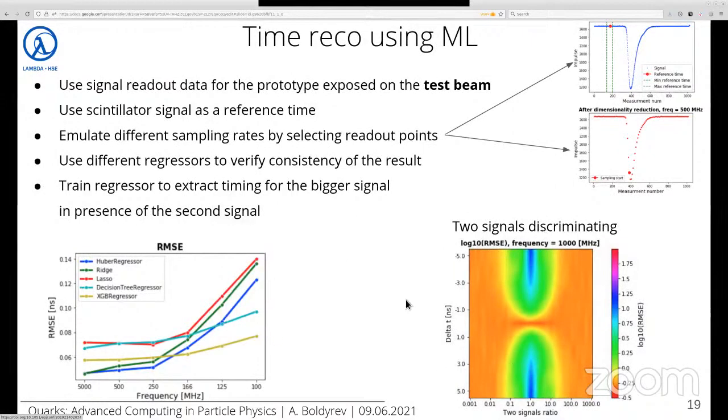In that way, on this two-dimensional histogram on the right, you can see how we discriminate two signals, where the vertical axis is the difference of the time between two signals, and on the x-axis it is the ratios over these two signals. And we can see the regions where we can distinguish between these two signals.